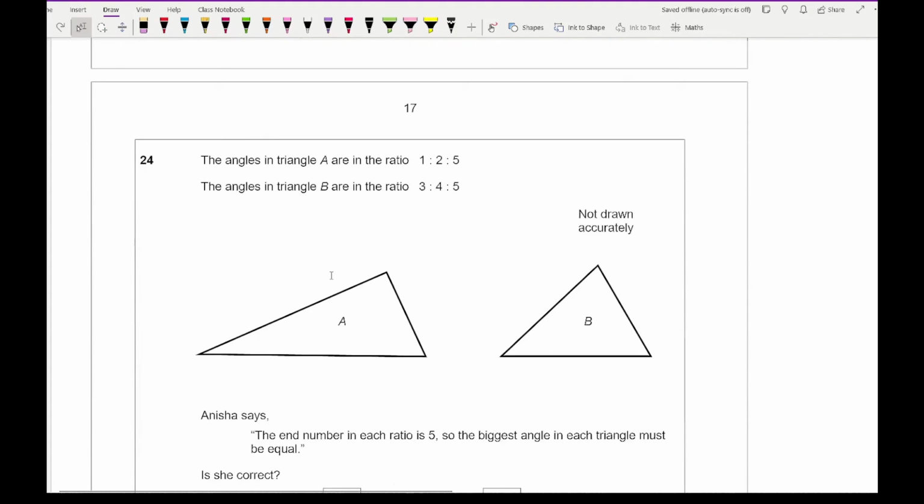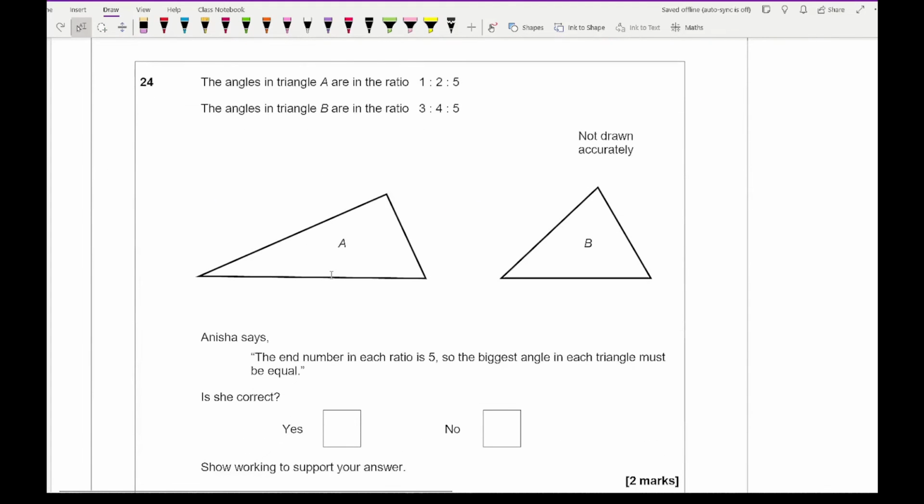Then moving on to question 24, it says the angles in triangle A are in the ratio of 1 to 2 to 5. The angles in triangle B are in the ratio of 3 to 4 to 5. Anisha says that the largest number in each ratio is 5, so the biggest angle in each triangle must be equal. Is she correct? Yes or no. Let's first of all work out what the angles are going to be. For this one, I need to share 180 degrees in the ratio 1 to 2 to 5. So for this, I can then work out what the angles are.